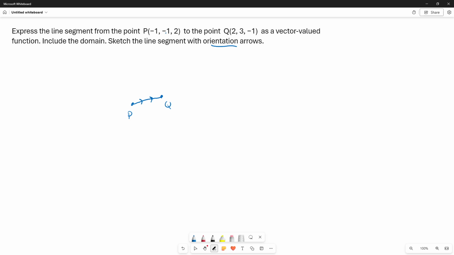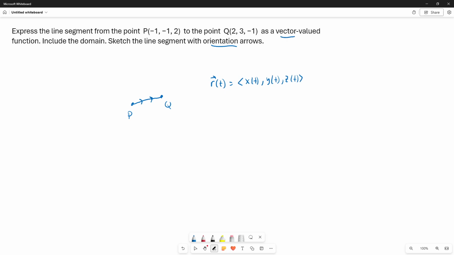The point P is (-1, -1, 2). And the point Q is (2, 3, -1). So R of t is equal to x of t, y of t, z of t.